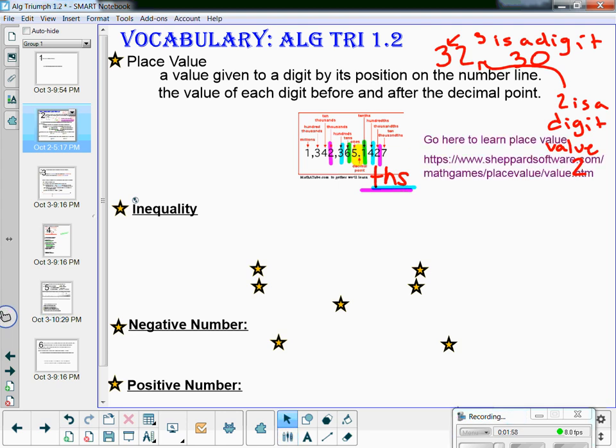If you struggle with place value, then this is the website you would like to go to. It is available on your start page for this assignment. More practice can be gotten to here.